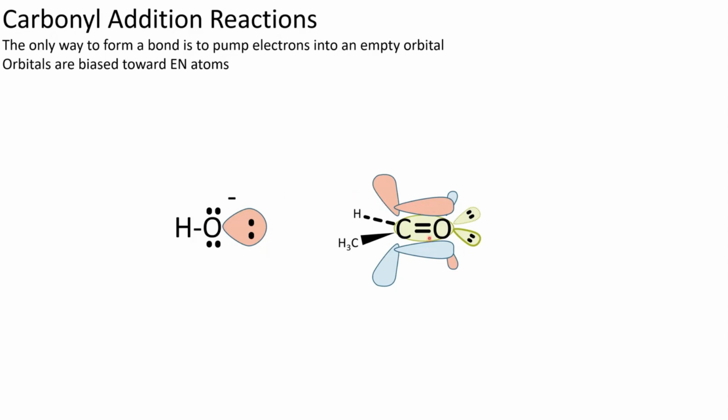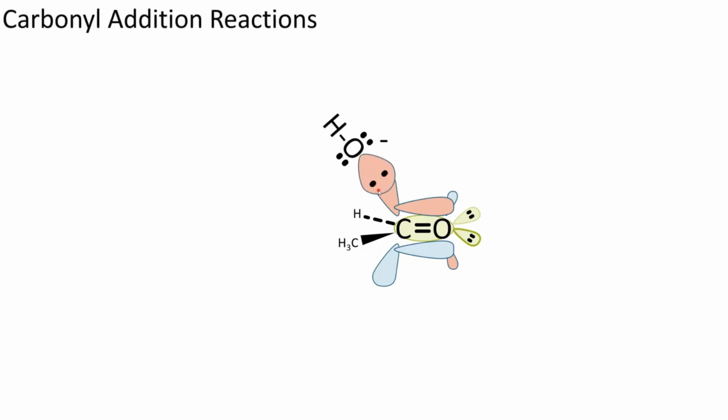So if we look at the pi orbital of the carbonyl, it is biased towards the oxygen because the oxygen is electronegative. If the pi orbital is biased towards oxygen, that means pi star, the antibonding orbital, is biased towards carbon. That's why carbonyls are electrophilic at carbon. The only way to form a bond is to pump electrons into an empty orbital. The empty orbital is the pi star antibonding orbital. So let's do it. We'll pump electrons into that antibonding orbital.